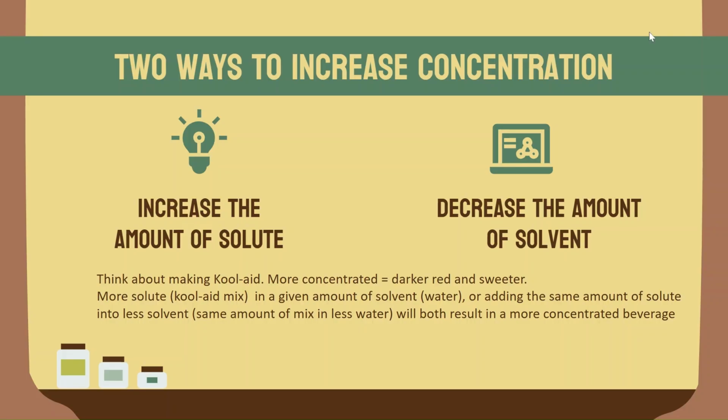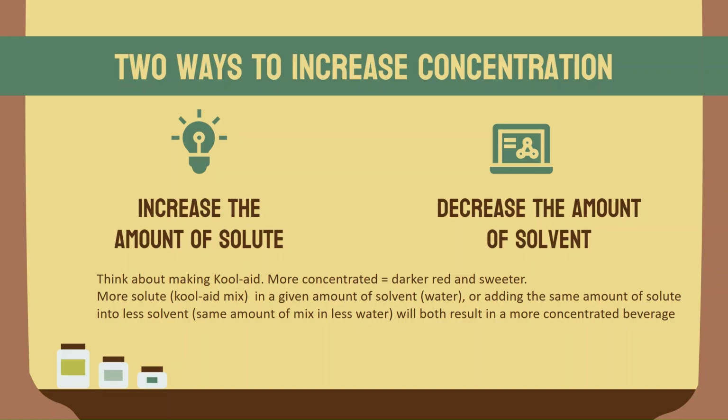There are two ways that we can think of to increase my concentration. The first is a little bit more obvious. If I increase the amount of the solute, I'm going to have a higher concentration. That one's a little bit intuitive. I'm adding more Kool-Aid, so I'm going to have a more concentrated beverage. But the other thing we can do is decrease the amount of solvent.